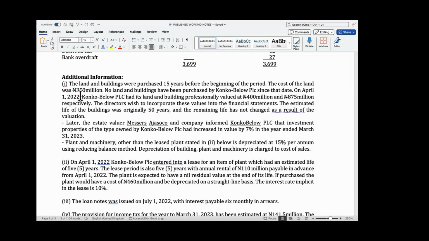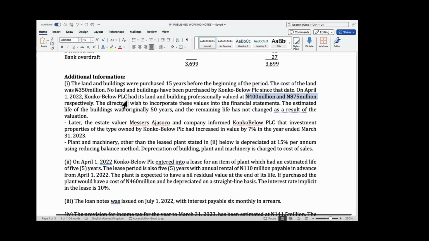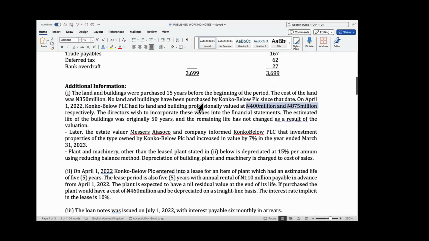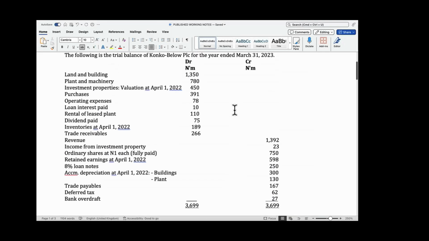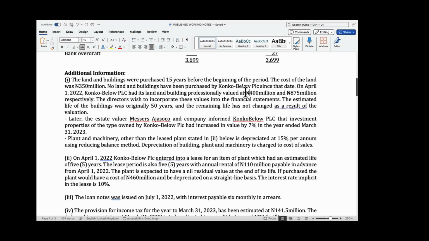We're told that what happened then, they said this company had its land and building professionally valued at 400 million and 875 million respectively. And the directors wish to incorporate these figures into the financial statements. We're told that the estimated life of the building was originally 50 years, and the remaining life has not changed as a result of the valuation. So what they did here at the beginning of the year was to remeasure their land and building, that is, from whatever it was to these new amounts.